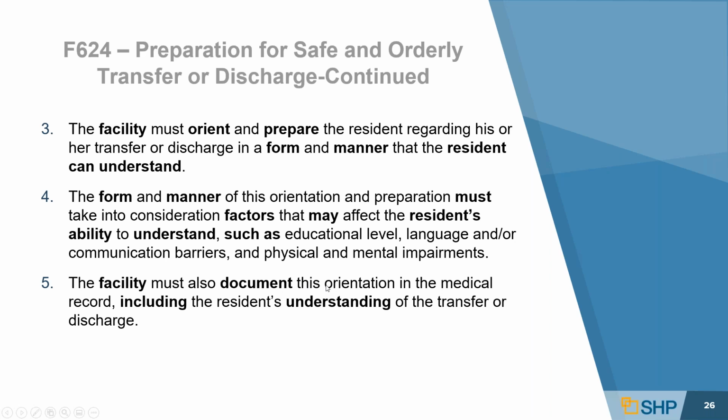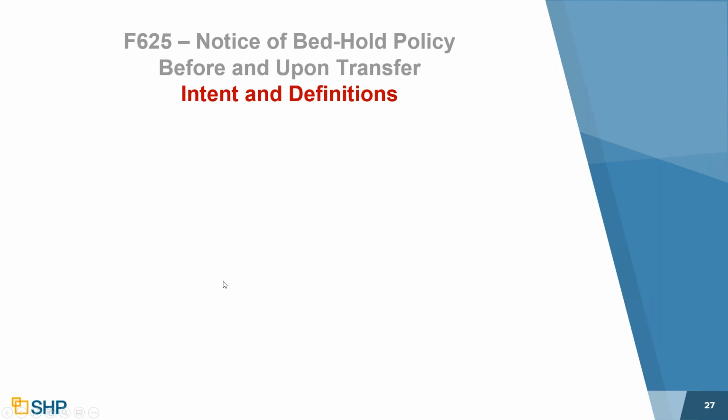The facility must document this orientation in the medical record, including the resident's understanding of the transfer or discharge. I'm not sure how you do that. How would you know whether they understand it or not? I struggle with that, but that's one of the requirements, that the resident understand it. They can sign a document that they understand it, of course, but here again, it goes back to Section 1557 of the Affordable Care Act. What type of information did you provide, and at what level did you provide it?